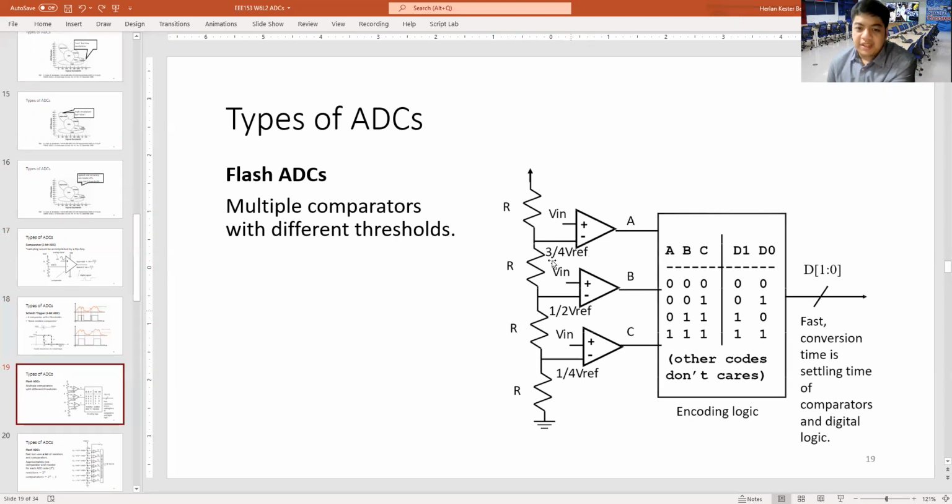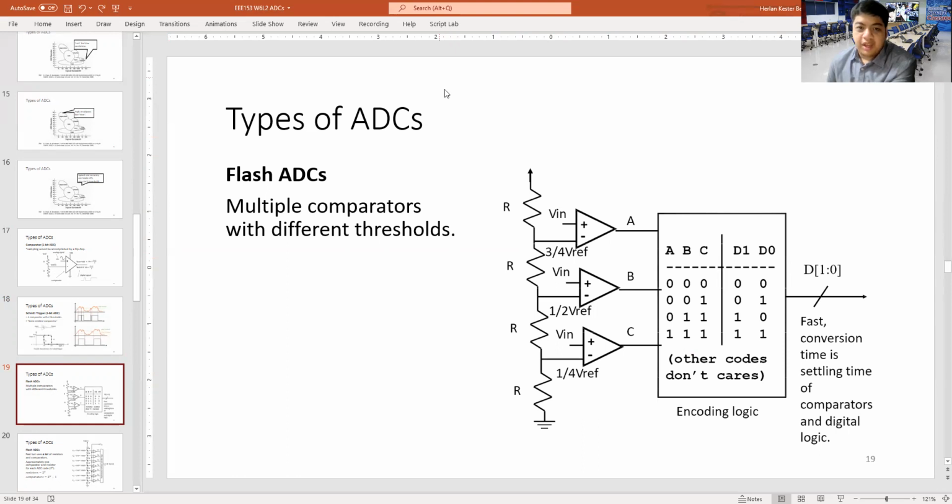Essentially, our resistor ladder here generates the digital equivalents of our code. If you're higher than 1/4 VREF, that means digital code 01. If you're higher than 1/2 of VREF, digital code 10. If you're higher than 3/4 of VREF, digital code 11, or 3. So this is a 2-bit ADC.